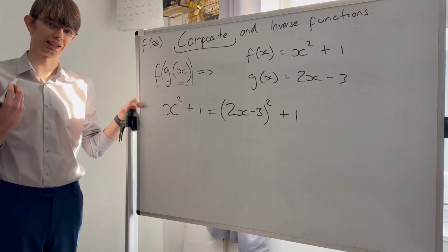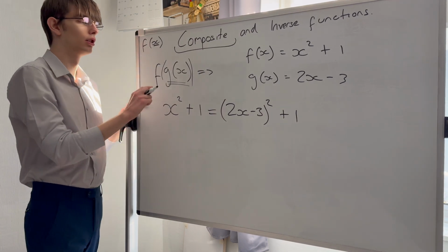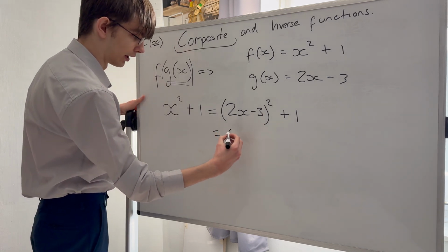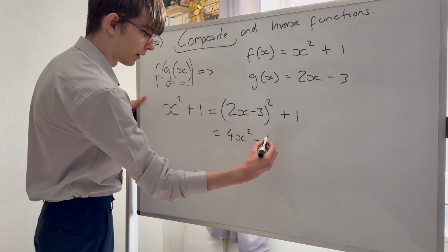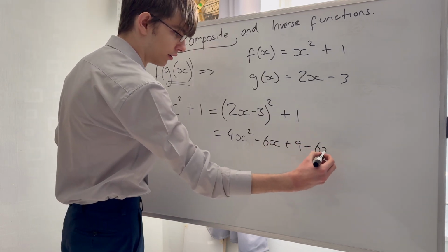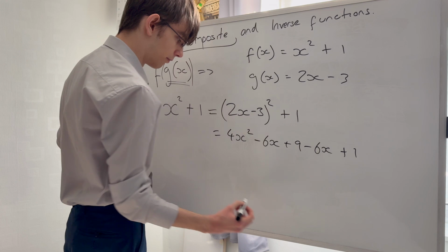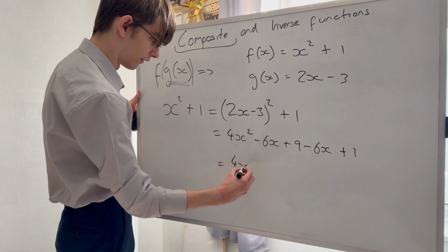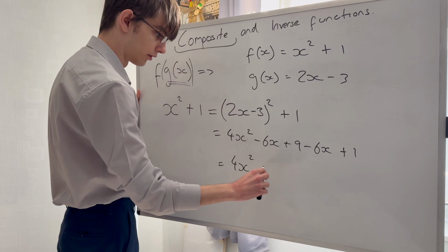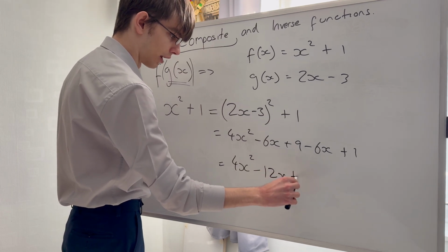and once I've expanded this, it will get me the overall form of my composite function. So we're going to end up with 4x squared minus 6x plus 9 minus 6x plus 1. My composite function is 4x squared minus 12x plus 10.